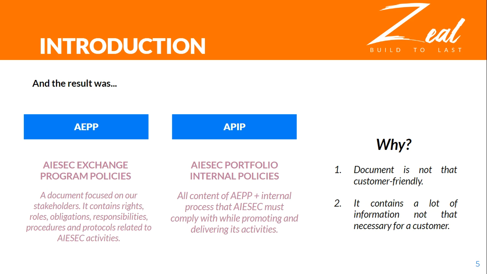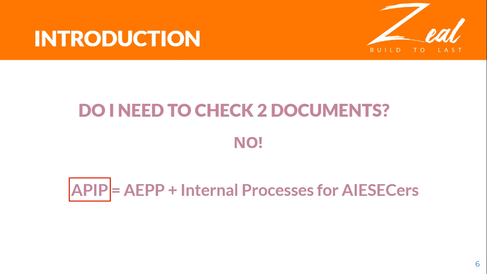Why are we having two documents? Because one is not customer friendly and contains a lot of information that's not necessary for a customer. For example, why would a customer know what our acronyms are and how we do our elections? How do we elect our MC? What are our procedures to solve things? They don't need to know about this. Do I need to know the document? No, thank God, you don't have to.